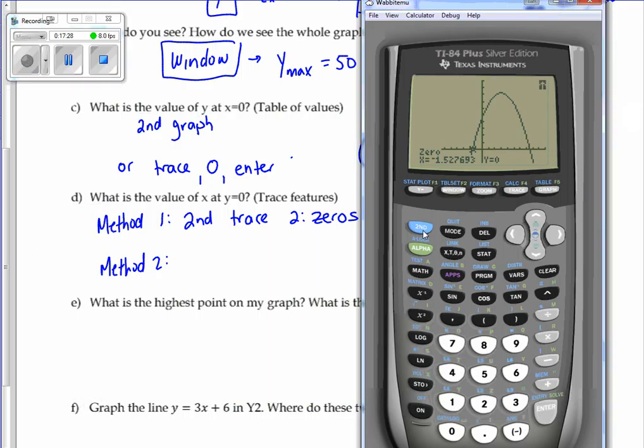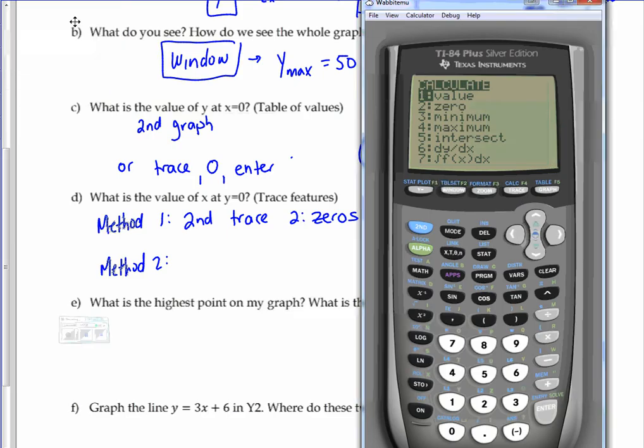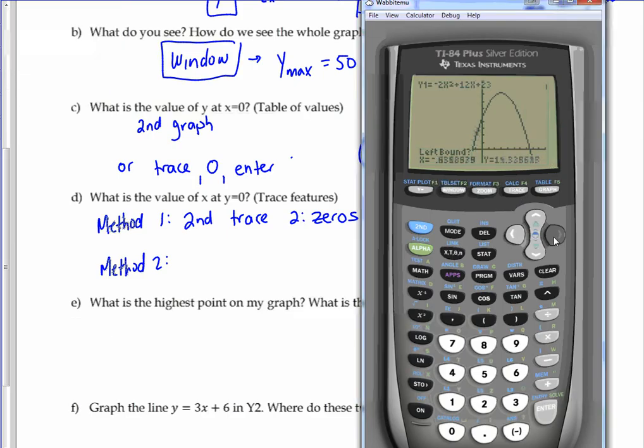So let's try another one. Second trace. Okay, number 2. We want to find the other one. So we're going to go to the other side. Now I need to go on the left side. So the left side of this point, is that above or below? Above, right? This would be the left side.